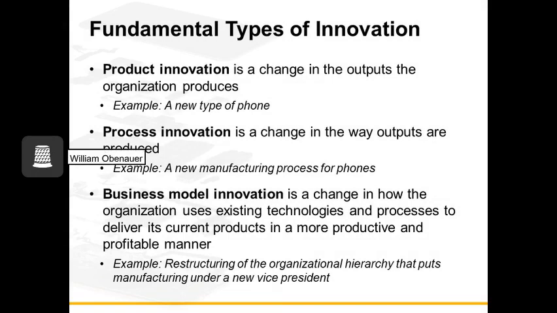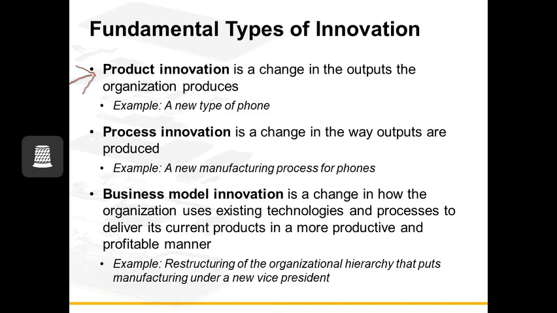Now, as we talk about change and innovation within our organizations, there are three fundamental types of innovation that we're going to discuss here today. The first is called a product innovation. And a product innovation is what we typically think of when we're talking about innovation. This is a change in what we're producing. So, for example, maybe we're producing a new type of phone.